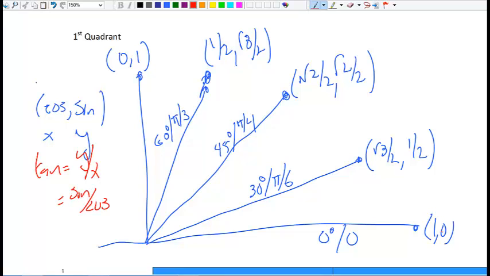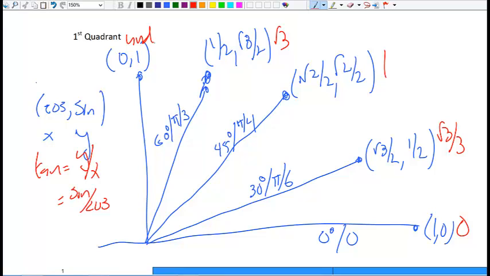So if I take 0 over 1 here, I get 0. So the tangent of 0 degrees is 0. If I take 1/2 divided by square root 3 over 2, I should reduce down to 1 over square root 3, which gives me square root 3 over 3. If I take square root 2 over 2 divided by square root 2 over 2, I should get 1. If I take square root 3 over 2 divided by 1/2, I should get square root 3. And if I take 1 over 0, I should get undefined.